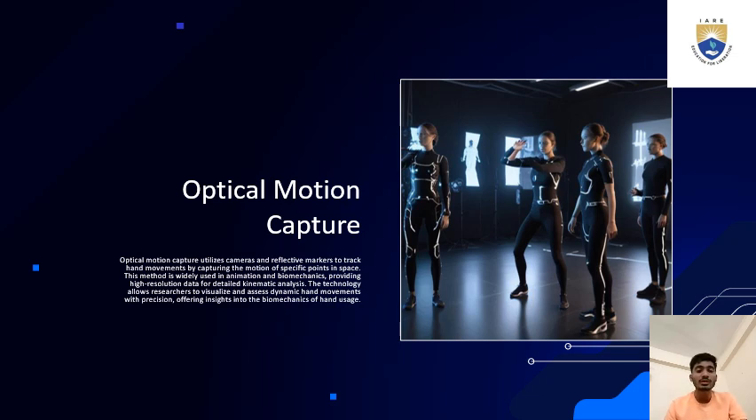Limitations of optical motion capture. Line of sight. Cameras require a clear line of sight to the markers. Marker occlusion. Markers can become occluded or hidden from view. High cost. High-end optical motion capture systems can be expensive.